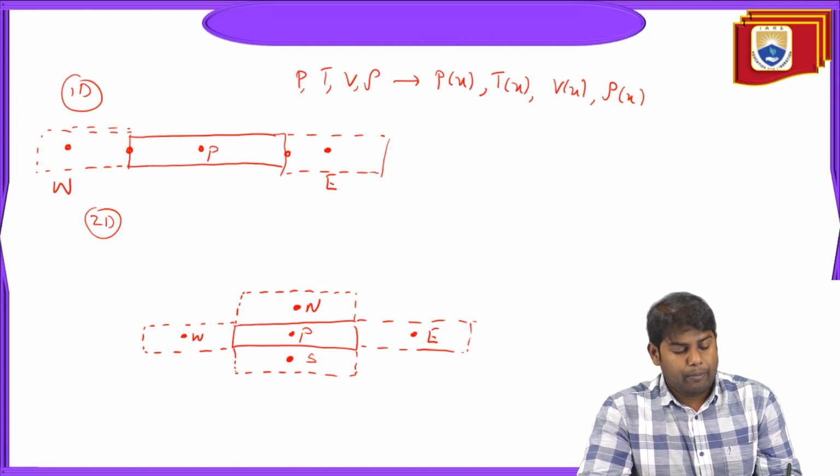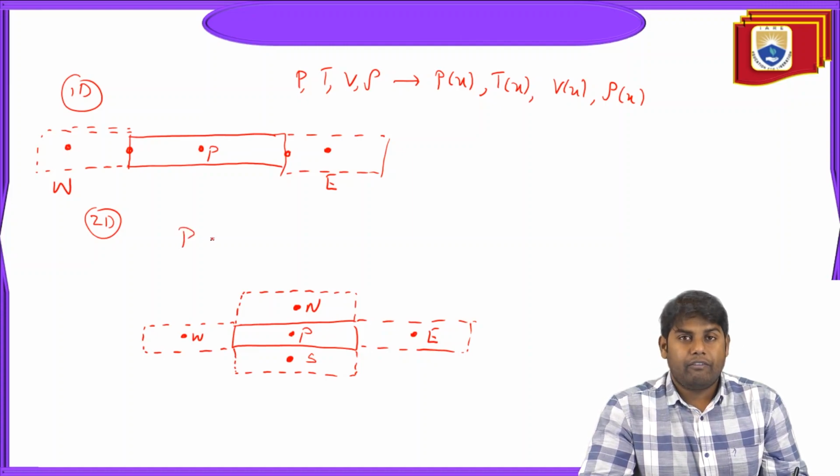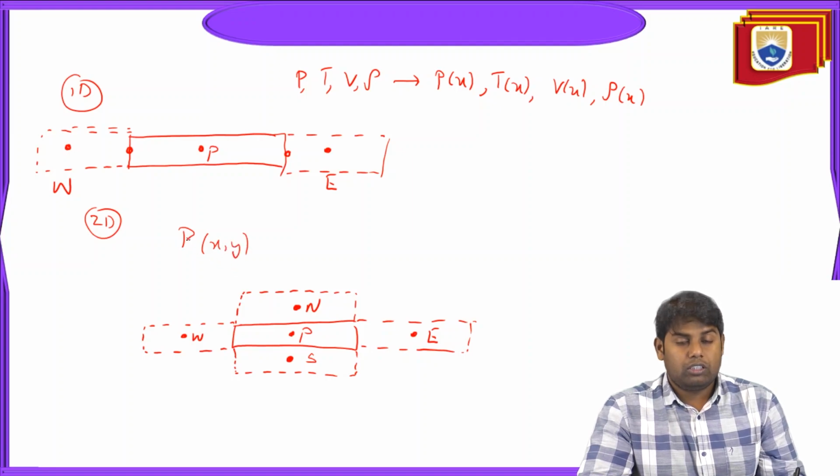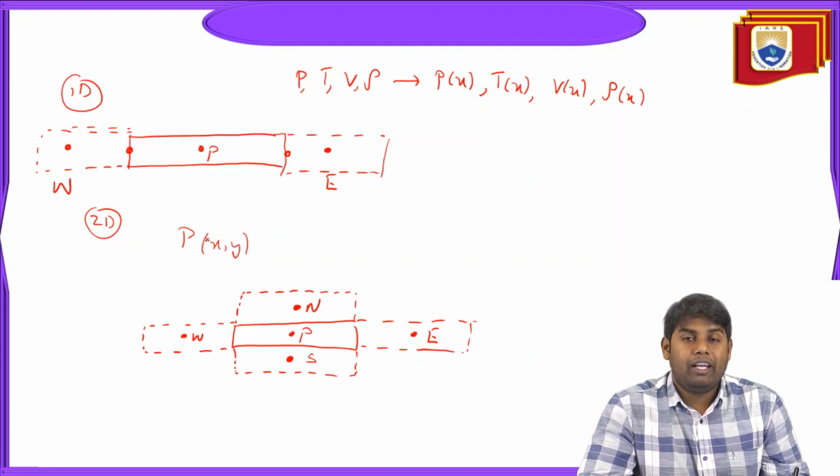So here what is happening? The pressure will depend on x comma y. Why? Because in the one dimensional case we have variation only along x. In the two dimensional case we will have variation along both x and y.